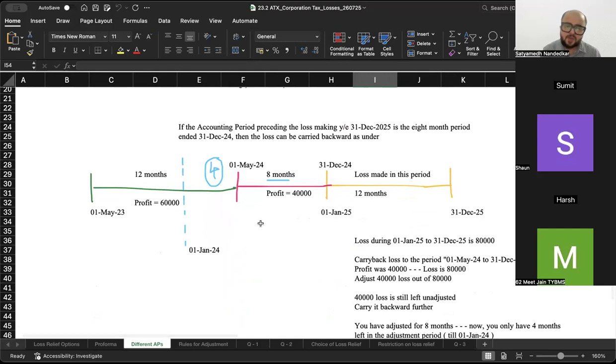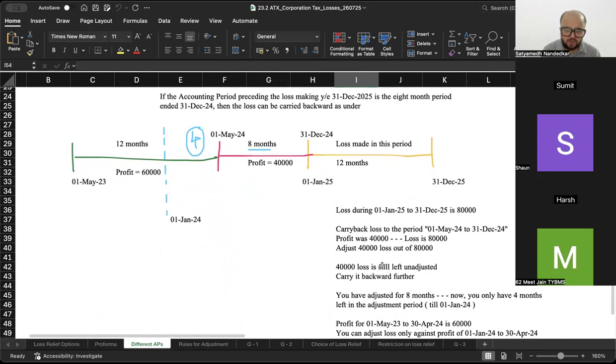ठीक है. एक बार इसको देखो. In the accounting period preceding the loss making year ended 31st of December 25 is the 8 month period ended 31st of December 24. ठीक है. ये 8 month period है. Then of course, मतलब यहाँ पे you must have changed the year end date or something. तो एक बार just go through this example.